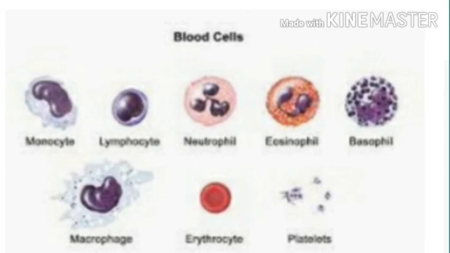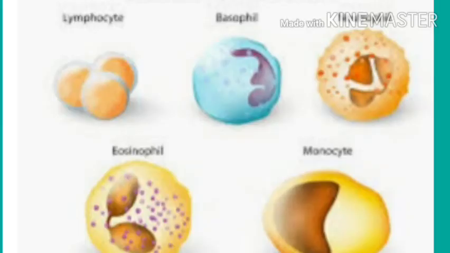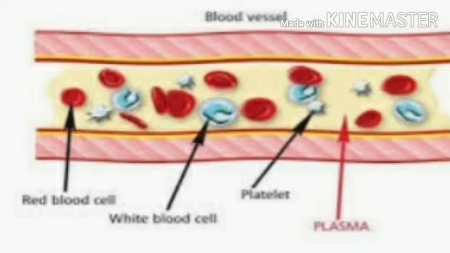Neutrophils engulf and digest disease-causing pathogens. Eosinophils show allergic response. Basophils release histamine and heparin. Monocytes engulf bacteria and cellular debris at injured site, and lymphocytes secrete antibodies to destroy microbes and also help in healing of injury. Last but not the least are platelets or thrombocytes.